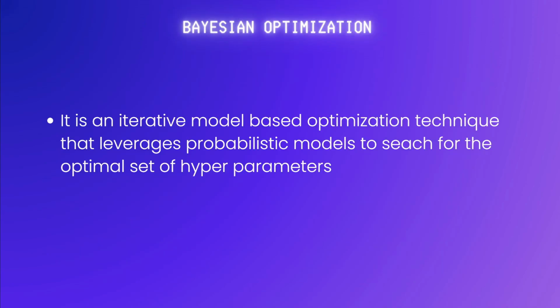Later we have the Bayesian optimization. So Bayesian optimization basically is an iterative model based optimization technique, which will leverage the probability methods to search for the optimal set of the hyperparameters. So let's see how this basically works.